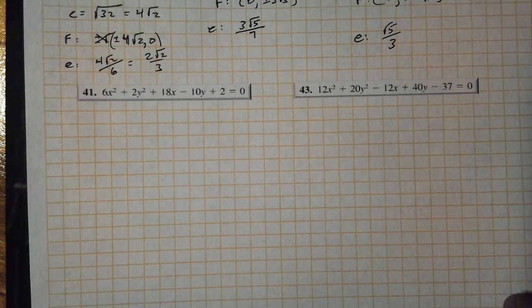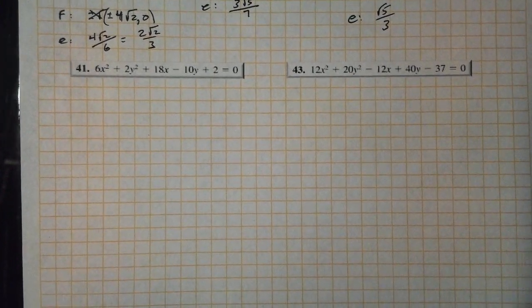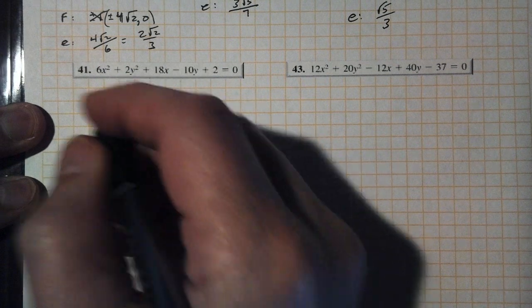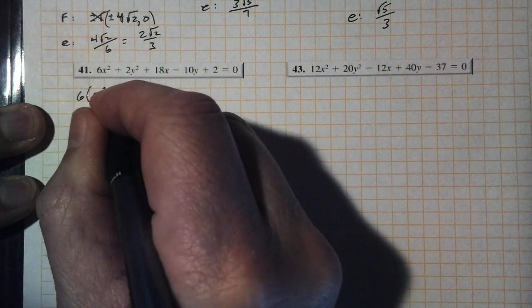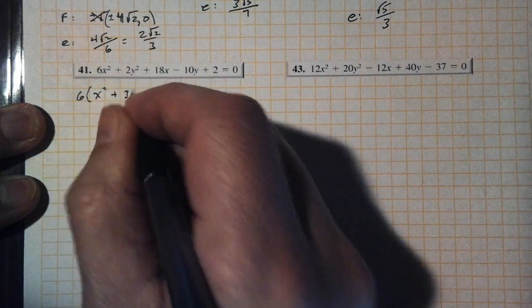Okay, now you're going to see not quite as convenient. Group my x's, factor out a 6 because I have to. X squared plus 3x, leave a blank.